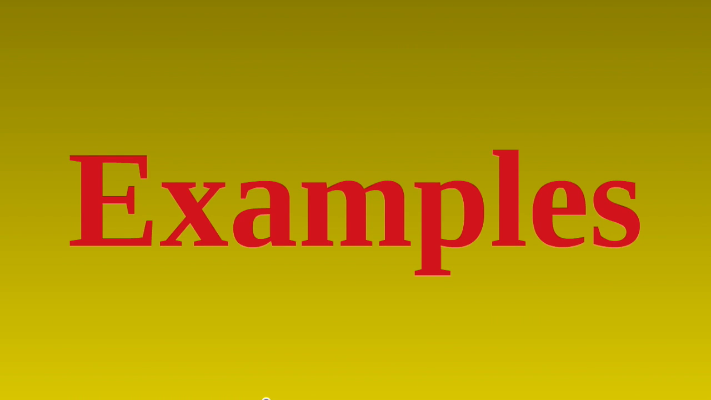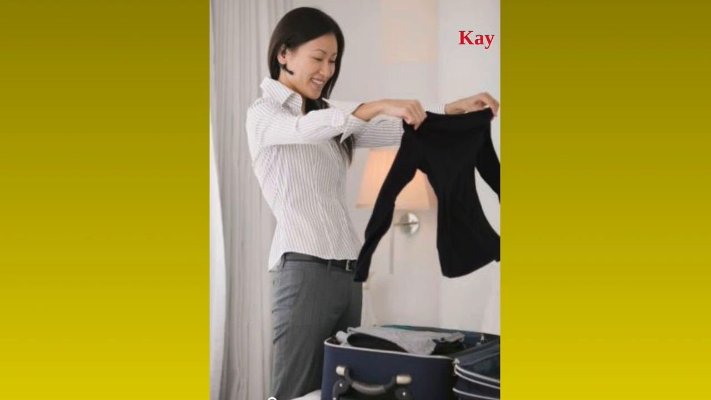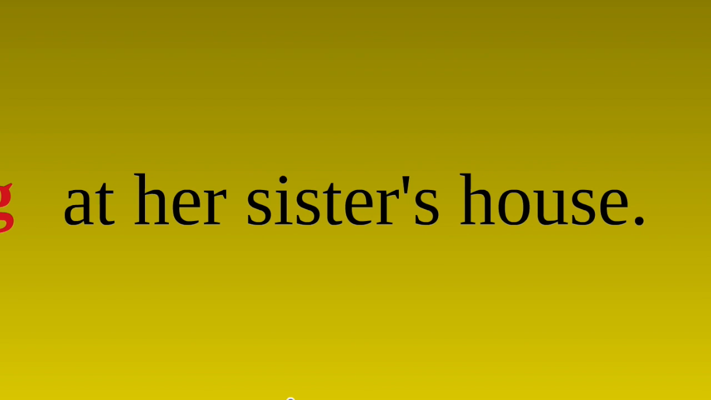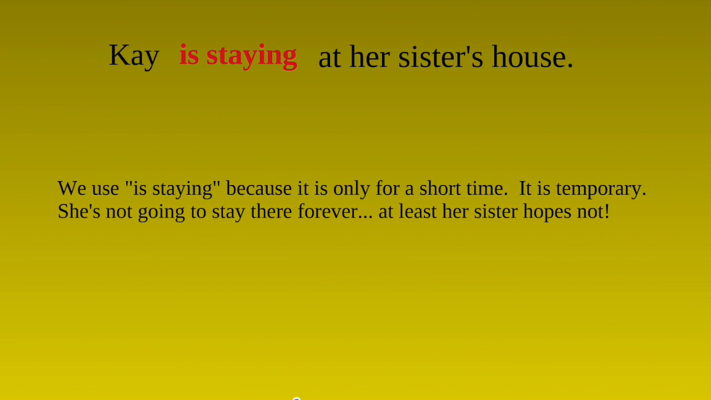Here are some examples. Here's Kay. Kay is staying at her sister's house. We use is staying because it's only for a short time. It's temporary. She's not going to stay there forever. At least her sister hopes not.